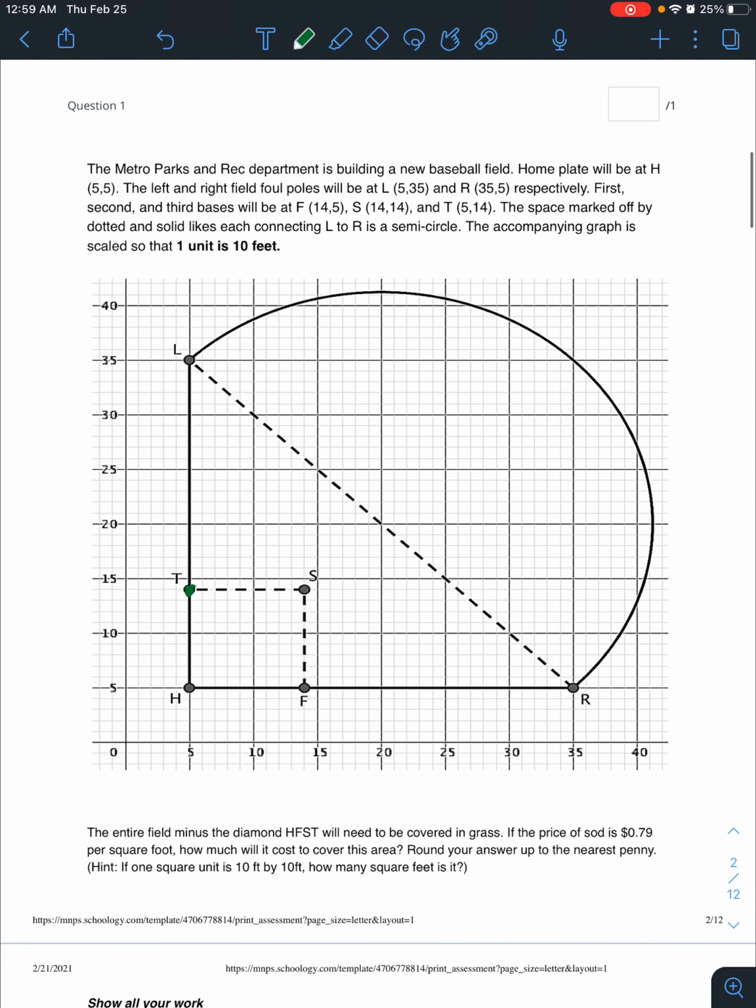So, if we look at this first question, we see that we have a baseball field with some points, and it tells you specifically what everything represents. So, we have a left and right pole, we have home plate, first base, second base, third base, and we have the semicircle that kind of gives you the outfield. So we have this nice baseball field, and the one thing that we see in bold is the fact that 1 unit on this coordinate plane represents 10 feet.